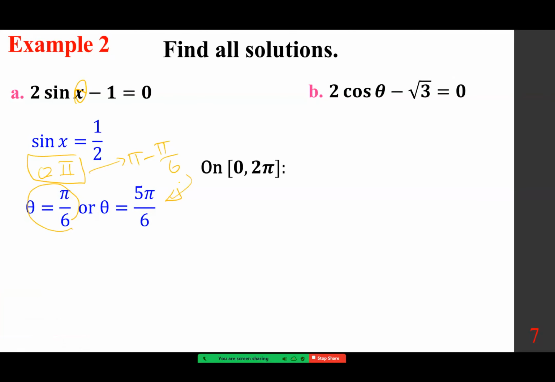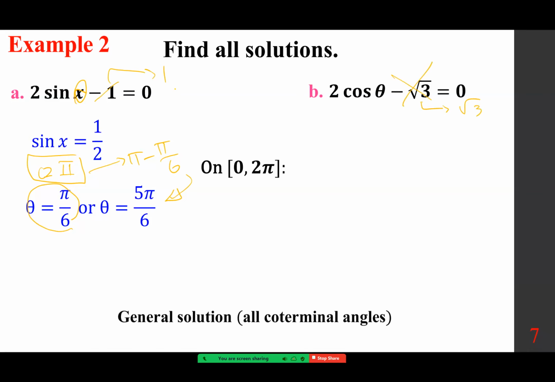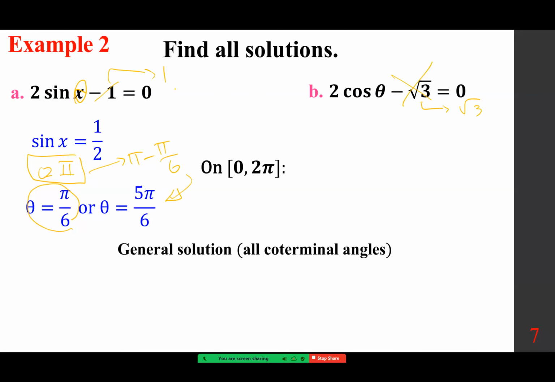For part B, we take this to the other side, becomes positive square root of 3, and now we divide by 2. As for example, this one, we took it to the other side and divided by 2. As far as the general solution, by the way, in this example, I wanted to do both.